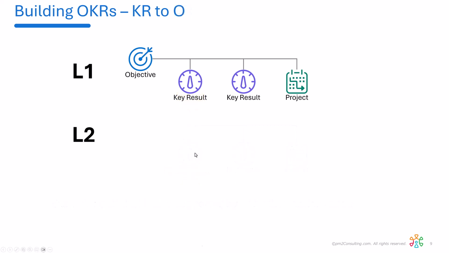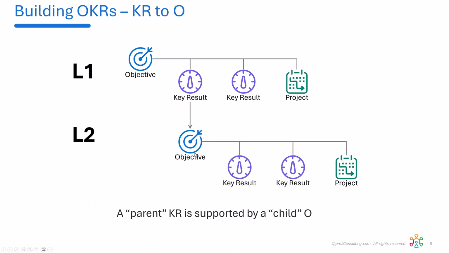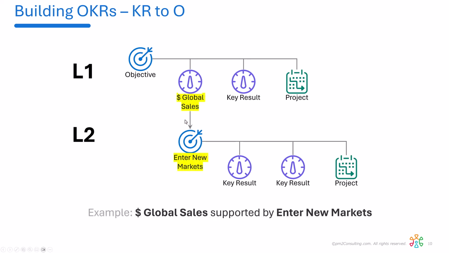Number 3 is key result to sub-objective. So I've got a key result that is supported by an objective that's going to make that happen. So, for example, dollar global sales is a key result, and that's supported by a sub-objective called enter new markets. So key result to objective.